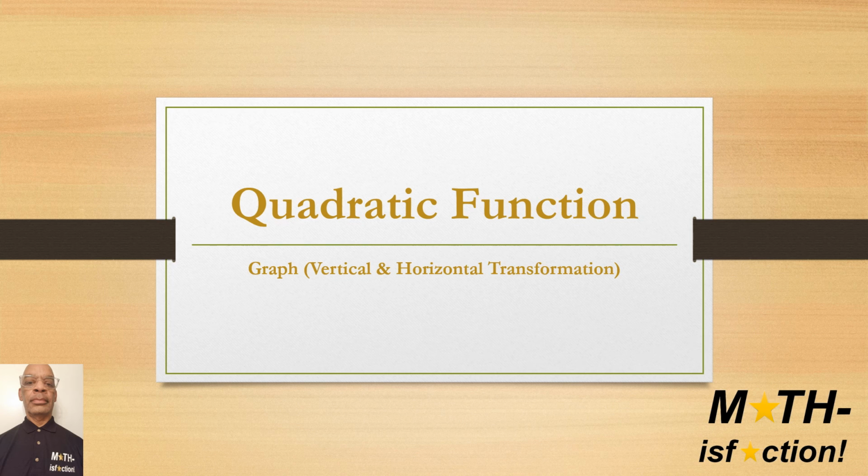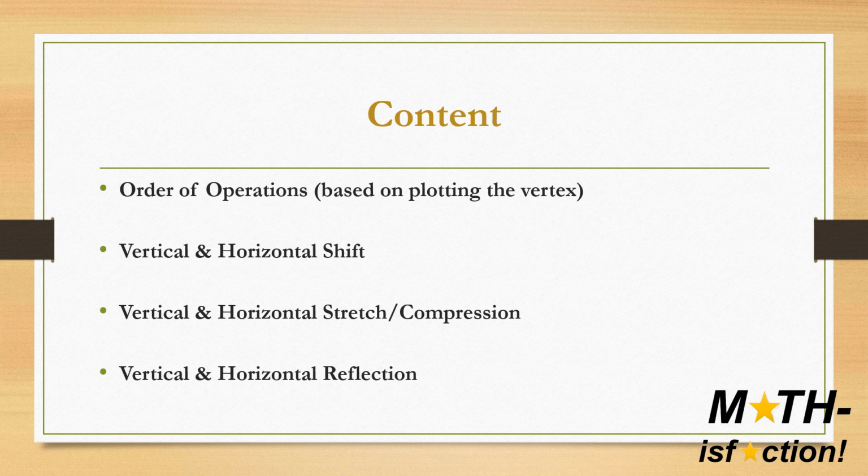How can I consistently graph quadratic functions that have both vertical and horizontal transformations? I will share the order in which I perform my operations, and I will have at least two of the transformations listed involved in each function I demonstrate.